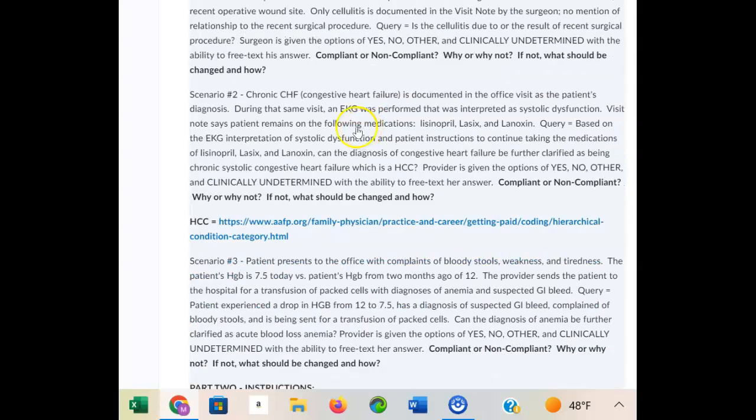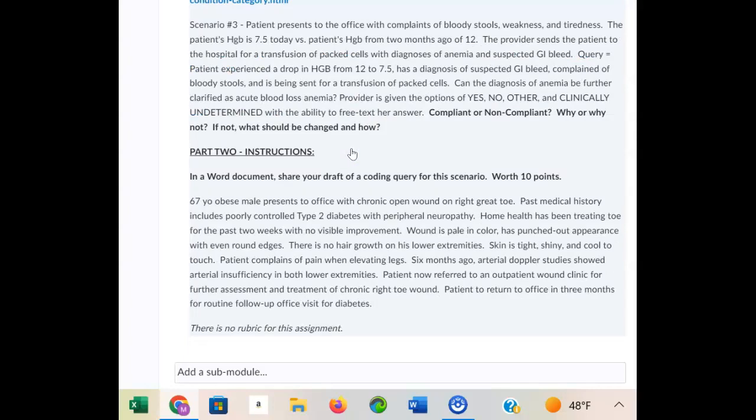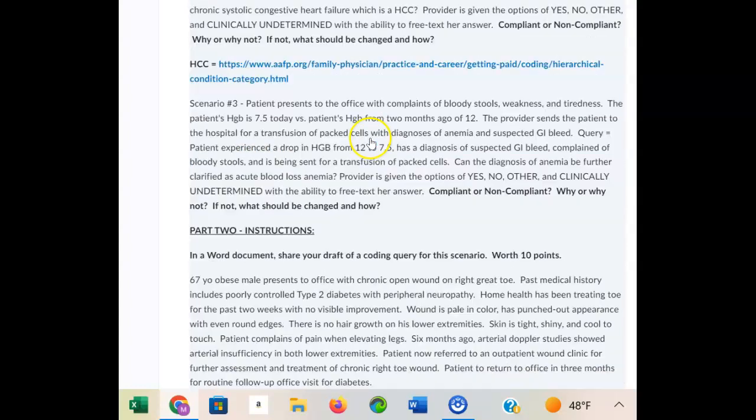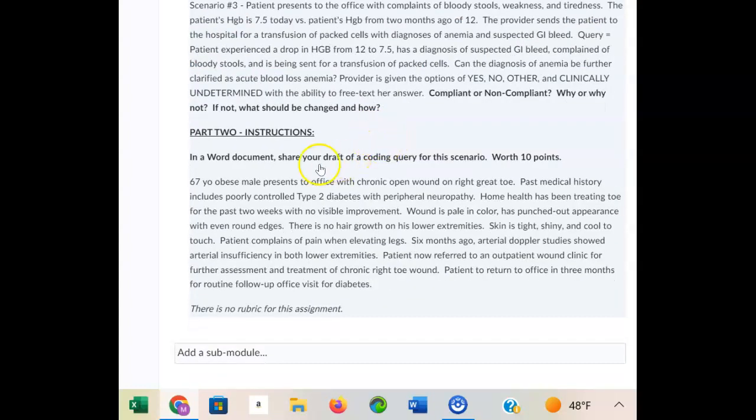So again, I want you to read through the 3 scenarios and tell me what you think after what I just went through. If you have any questions on this, please email me. Part 2, what I want you to do is share a draft of a coding query for this scenario. Okay. With this, they're giving you the information. So what I want you to do, I don't care if you do leading or non-leading, that's up to you, but make sure you review which one you're going to do and how it's going to be mapped out. Okay, this section is worth 10 points.